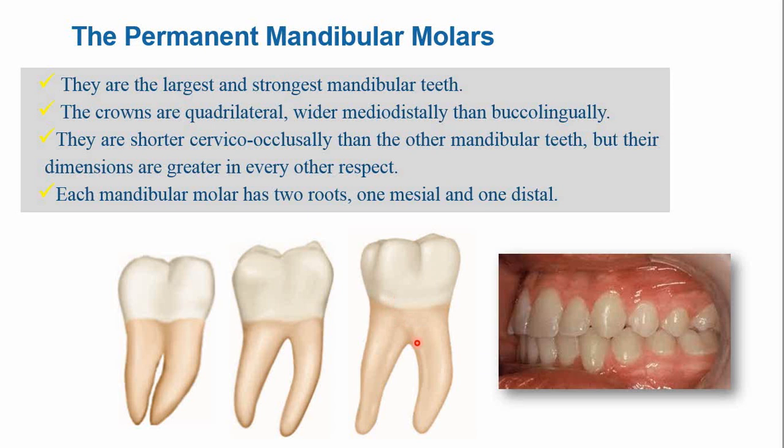All mandibular molars have two roots, one mesial and one distal. The roots are widely separated, especially the first and second, and the root trunk is short compared to the maxillary molars.